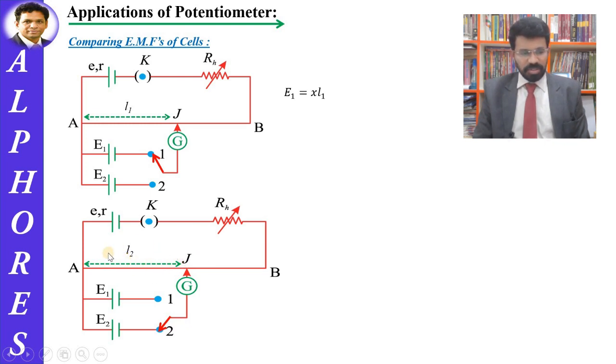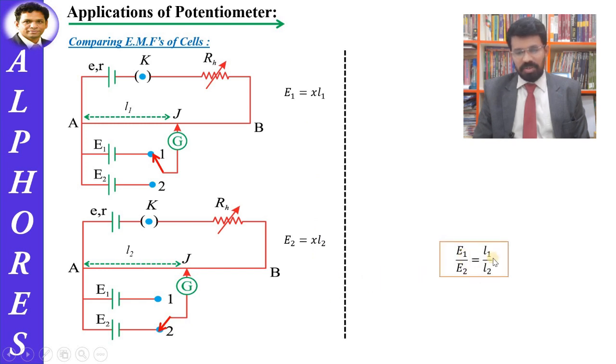Balancing length means that the potential difference across this length L2 is exactly equal to the EMF of this cell. So I can write E2 is equal to X L2. Now just divide these two equations, what you will get? You will get E1 by E2 is equal to L1 by L2. So this is what comparing EMFs of two cells means.